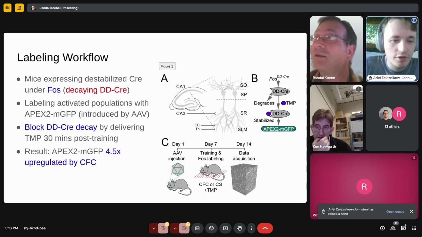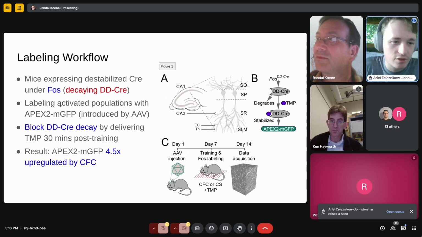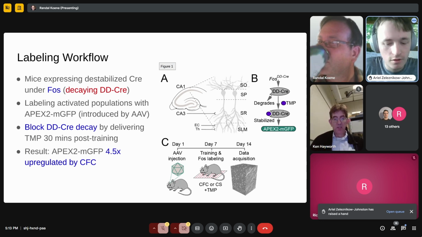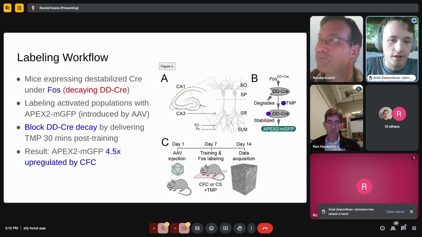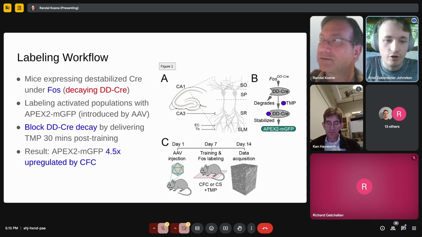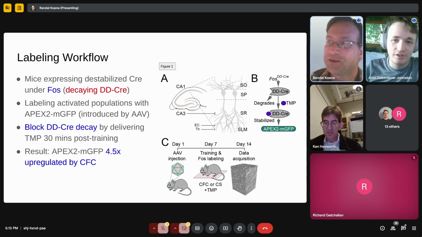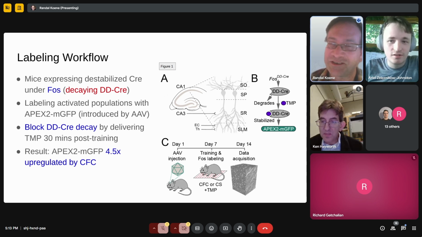It's me. I'm just wondering if you, or I guess Ken, knows what exactly it is that Apex2 MGFP does to become labeled on EM specifically. I don't really understand the basic mechanics, and it didn't really describe it in the paper, and I guess I was a little bit lazy and couldn't easily find it on a quick Google. Do you know how it specifically gets labeled? So let's open that question up to someone who knows more on the call.